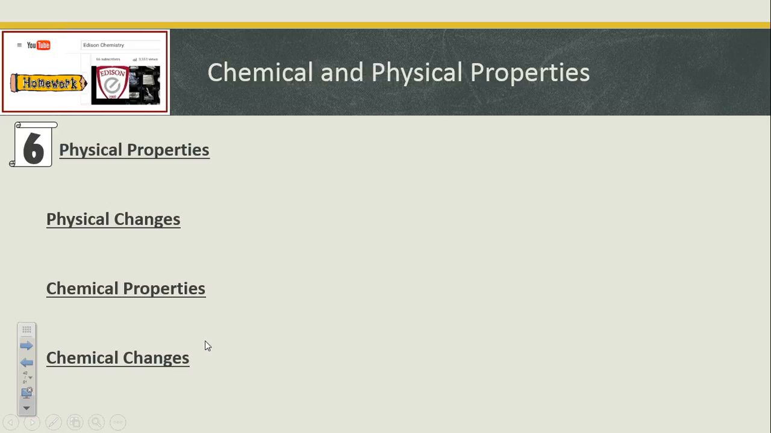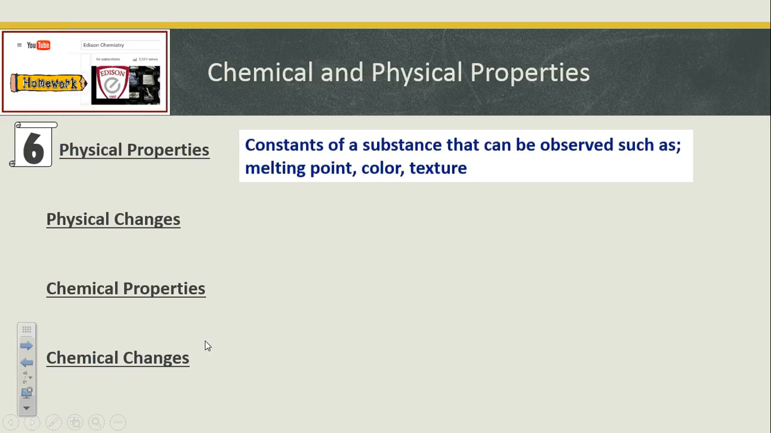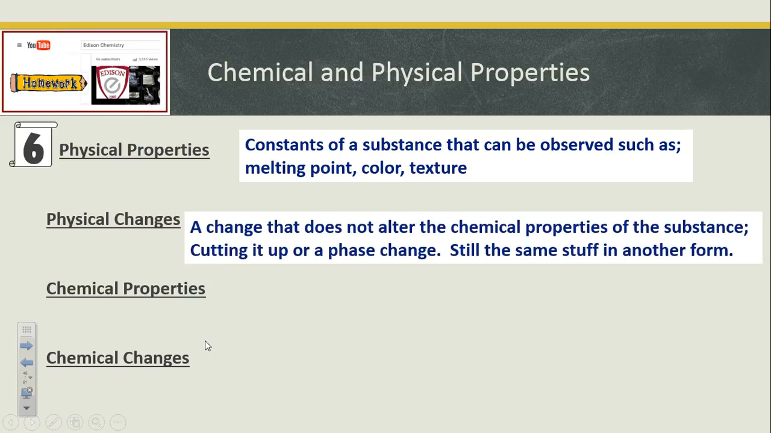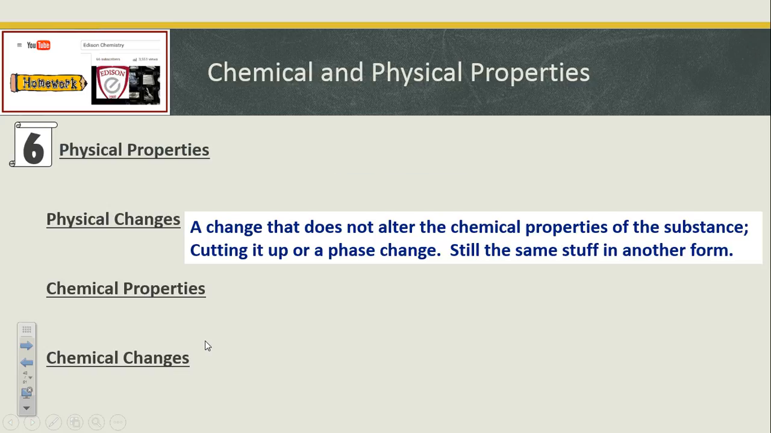Chemical and physical properties. Simple stuff. A physical property is something about a substance that you can observe: melting point, color, texture. You know, what color is my shirt? Gray. That's a physical property. Good enough. A physical change is a change that does not alter the properties of the substance, like cutting it up or a phase change. Still the same stuff in another form. My shirt's gray. If I cut my shirt into 1,000 pieces, each one of those pieces will still be gray. So cutting my shirt up is a physical change.